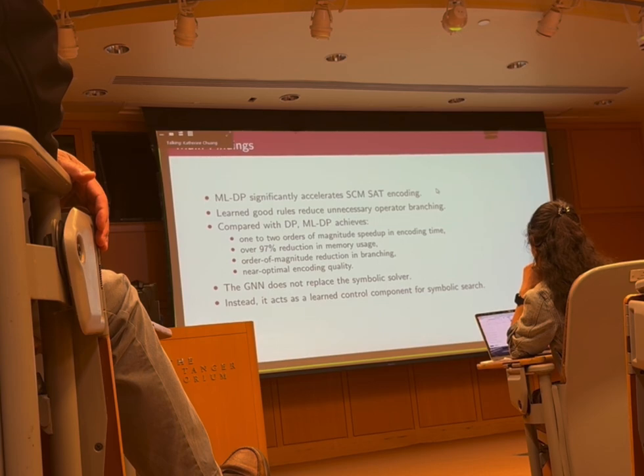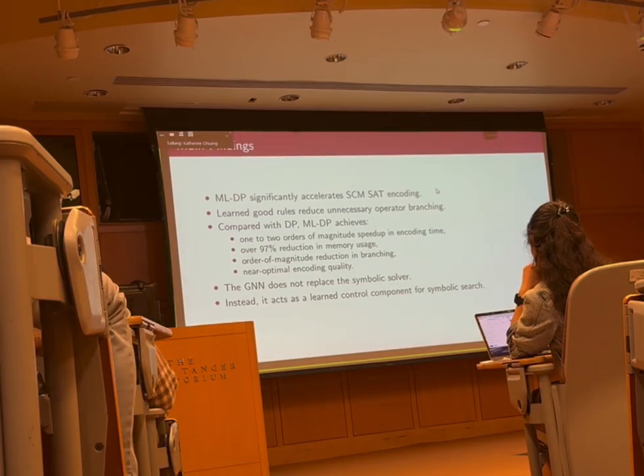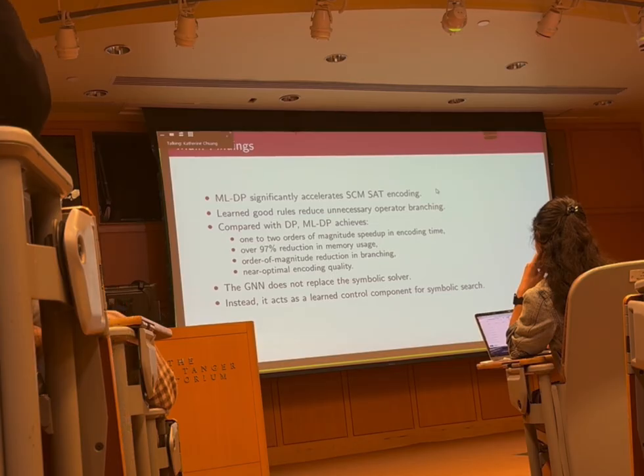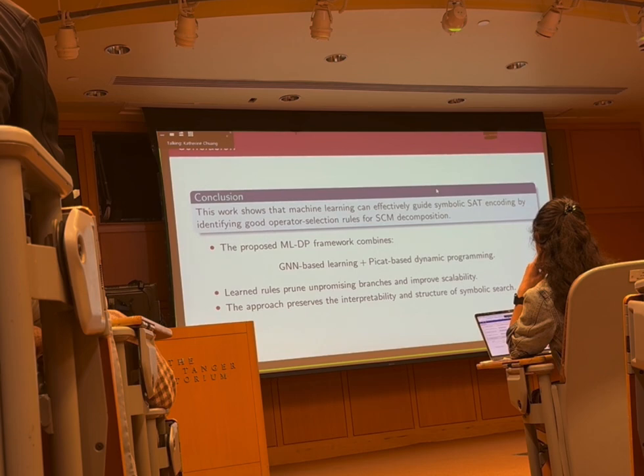When we compare all the results, machine learning is not always doing the best, but it can have better results balancing the encoding time and quality there. And the GNN here doesn't replace the symbolic solver, but just helps us. So our conclusion is that this work shows that machine learning can effectively guide the symbolic SAT encoding by identifying good operator selection rules for this problem.